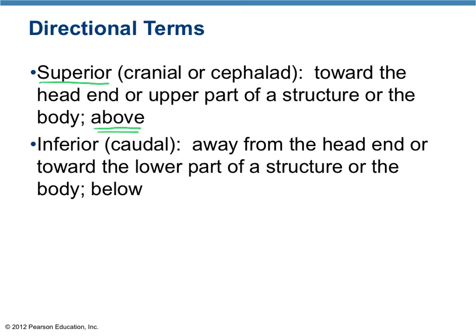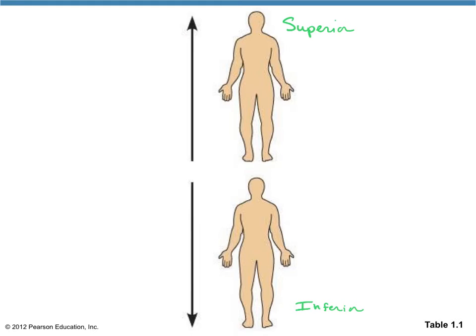The word inferior has a synonym also. So caudal and inferior mean the same thing. It means away from the head end or towards the lower part of a structure. So it's going to be below things. In this diagram, you can see anytime something is superior, it is towards the head end of the body. Anytime something is inferior, it's towards the tail end or the foot end of the body. And you can use this to describe where things are relative to each other.